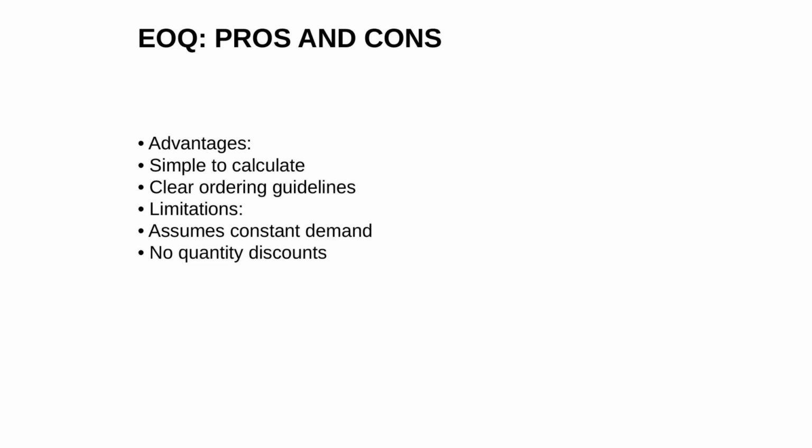EOQ has clear advantages. It is simple to calculate, easy to understand, and provides straightforward ordering guidelines. But it has important limitations. It assumes constant demand and stable conditions, which is rarely true in real supply chains. It also doesn't include quantity discounts, or many real-world constraints like minimum order quantities, capacity limits, or variable lead times. So EOQ is best viewed as a starting point, useful for insight, but often adjusted in practice.